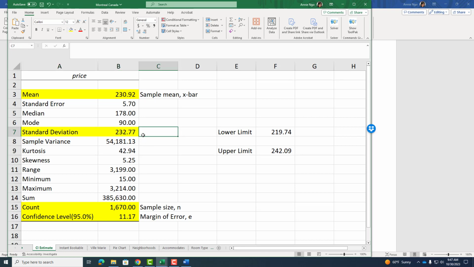So be very careful that you find your standard deviation correctly. It's spelled out right there. Sometimes students use the wrong number, sometimes they use the standard error, which is not the same thing.